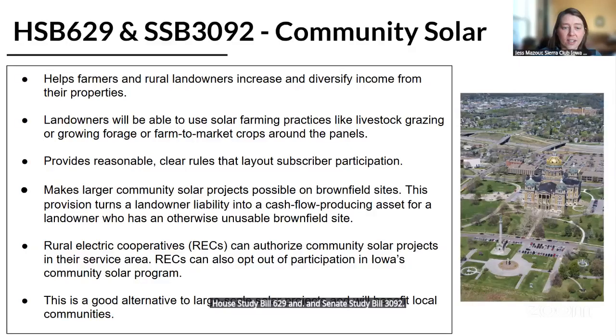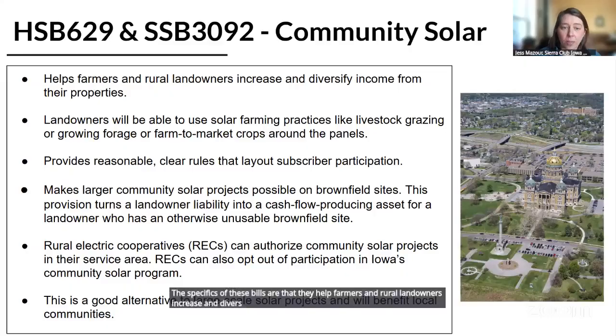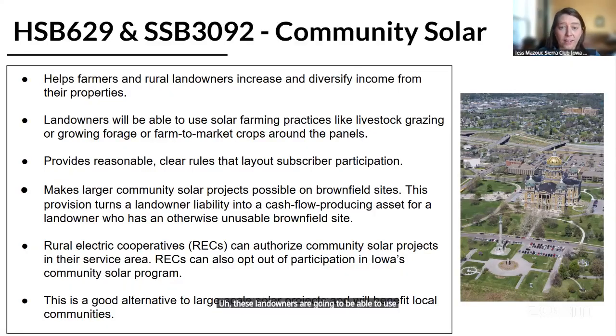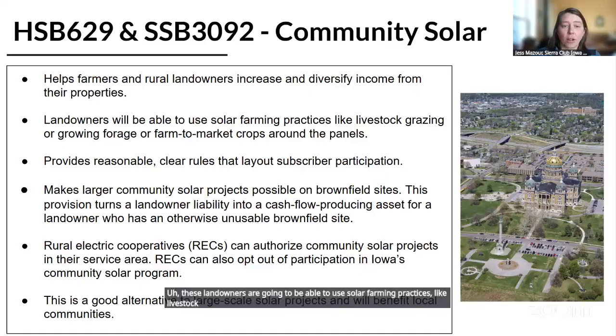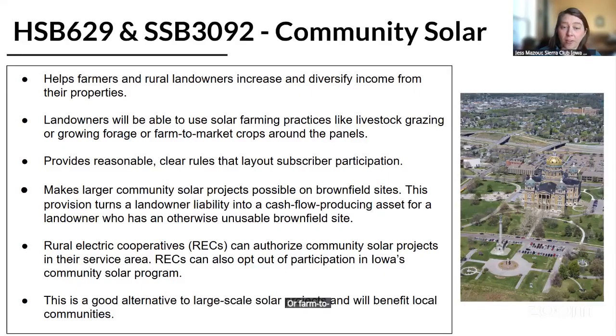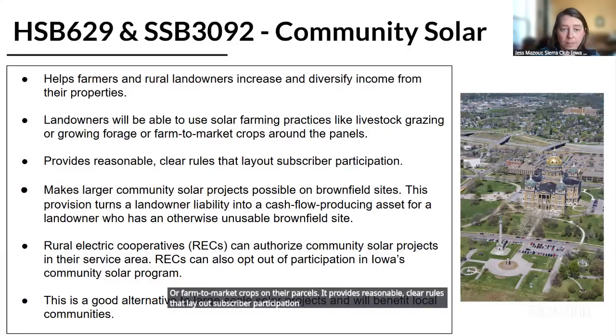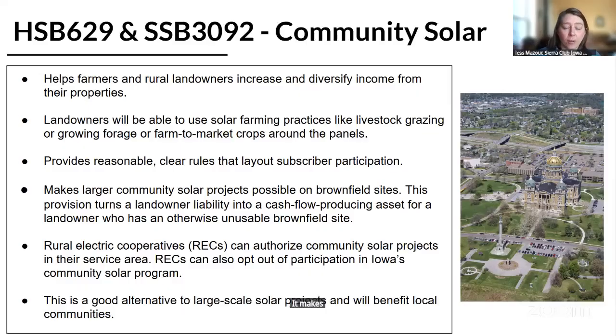The specifics of these bills are that they help farmers and rural landowners increase and diversify income from their properties. These landowners are going to be able to use solar farming practices like livestock grazing or growing forage or farm to market crops on their parcels. It provides reasonable, clear rules that lay out subscriber participation and how that all works. It makes larger community solar projects possible on brownfield sites. So if there's some land that is unable to have any cash flow, this is a way that you can have cash flow on that property.